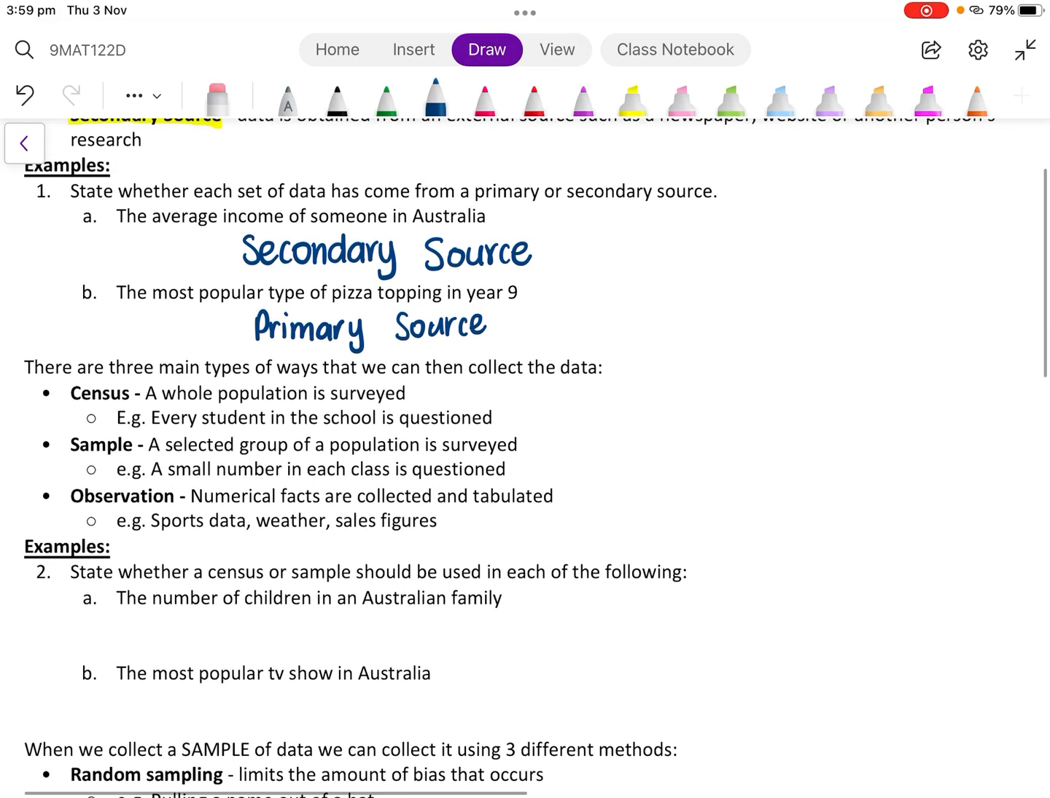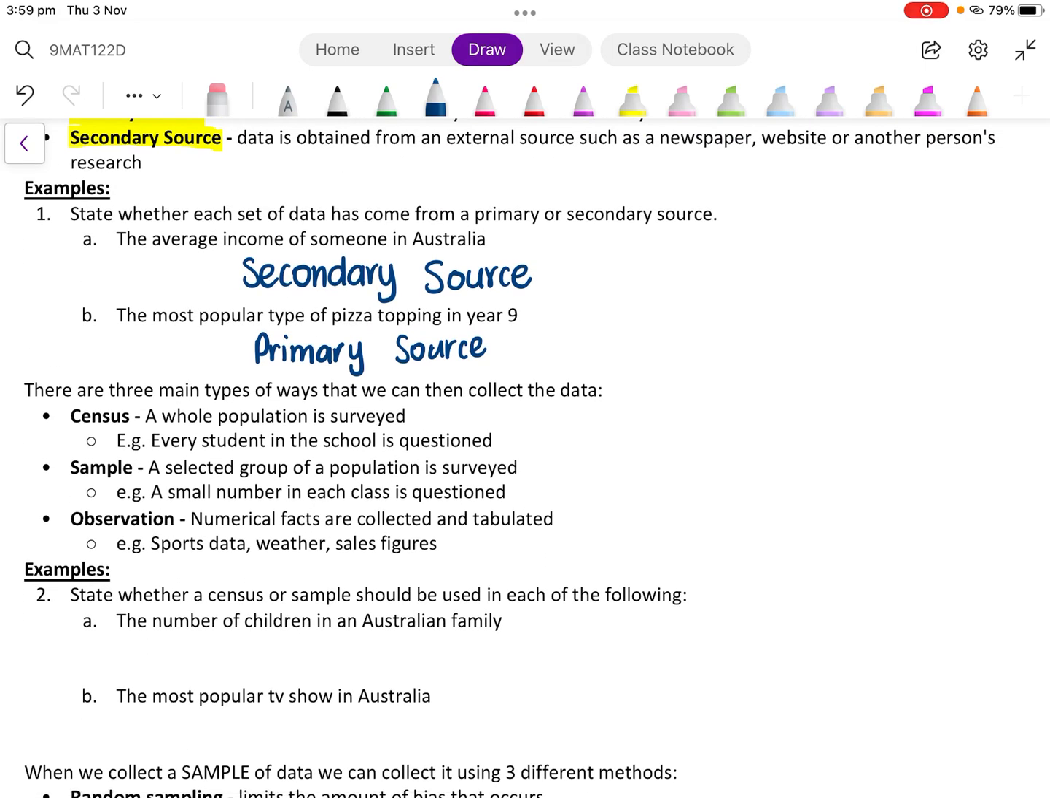So let's have a look at and state whether a census or sample should be used for each of the following: the number of children in an Australian family and the most popular TV show in Australia. Pause this video and have a quick discussion.